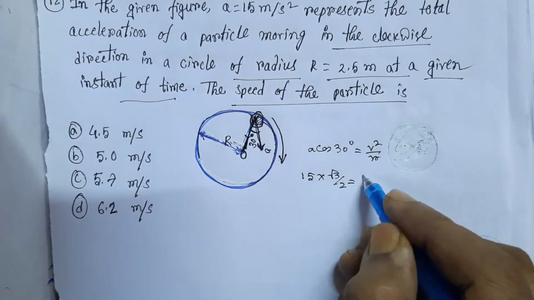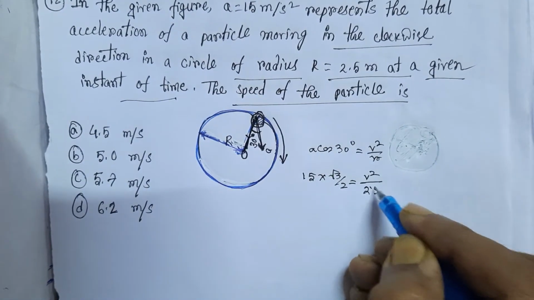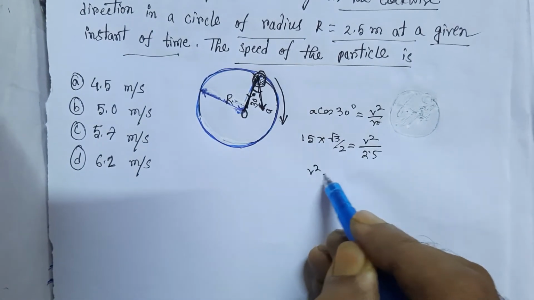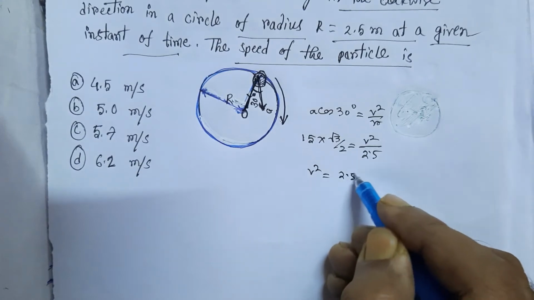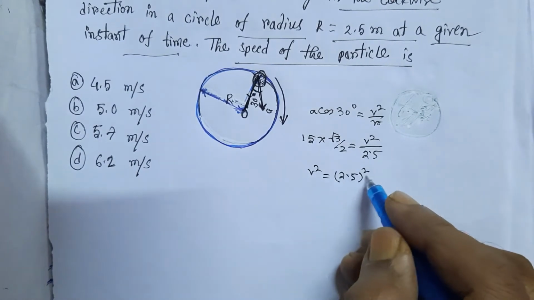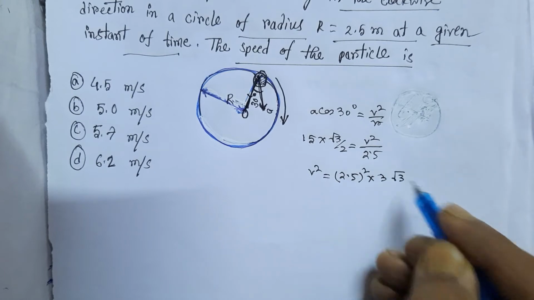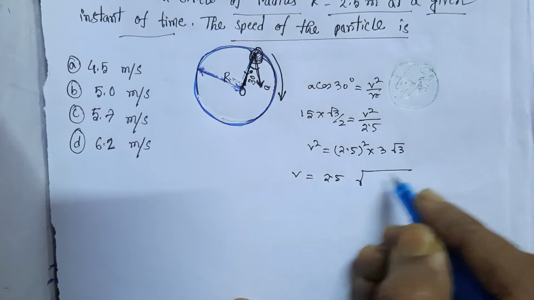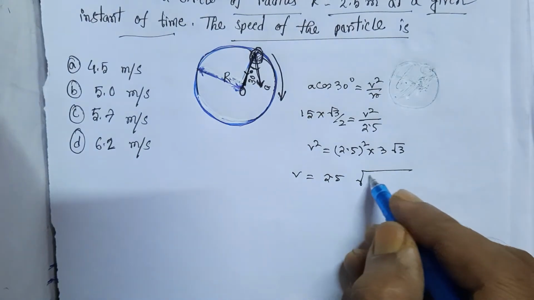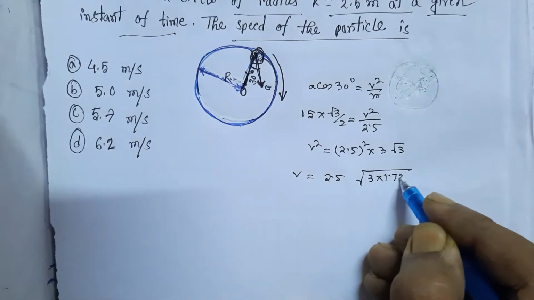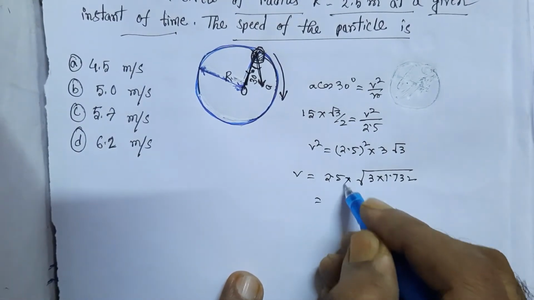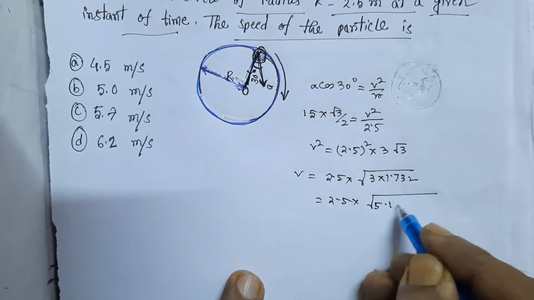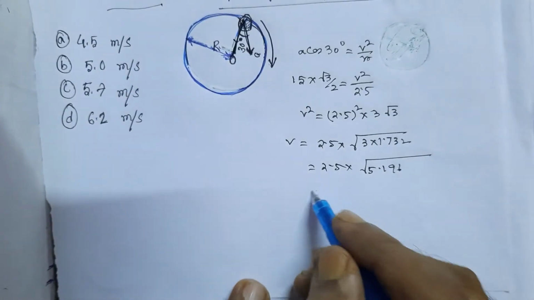R is 2.5 meter. So V square, what is V square? V square equals 2.5 whole square into 3 root 3. So V equals 2.5 into square root of 3 root 3. That is nearly 3 into 1.732. That is your 2.5 into 5.196. That is 5.2 nearly.